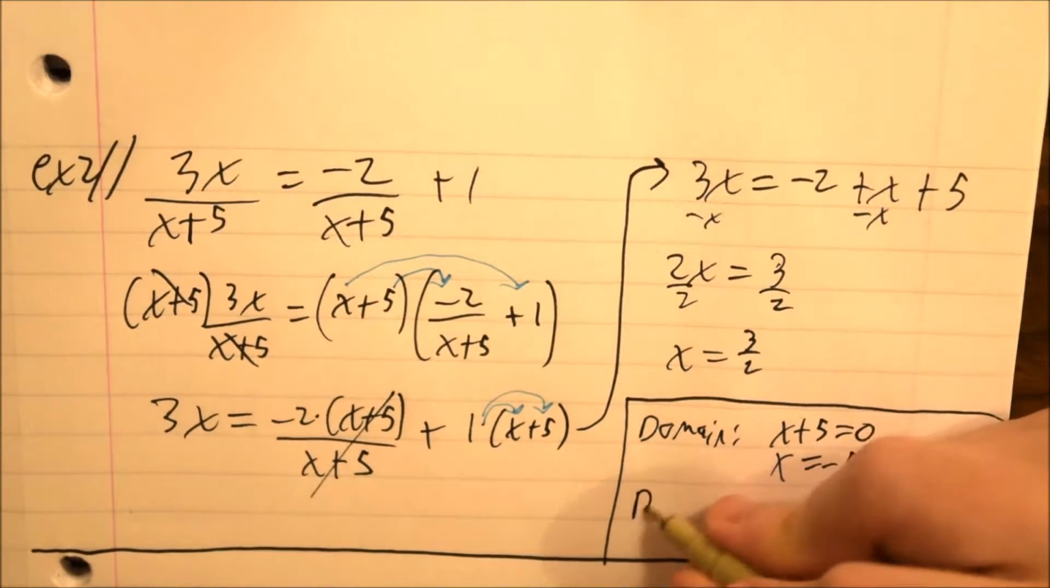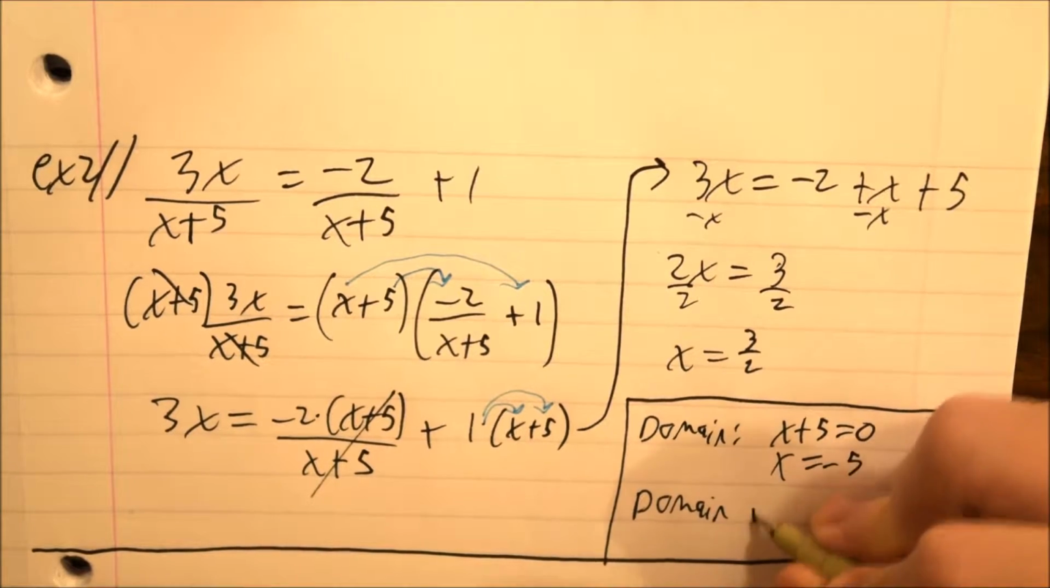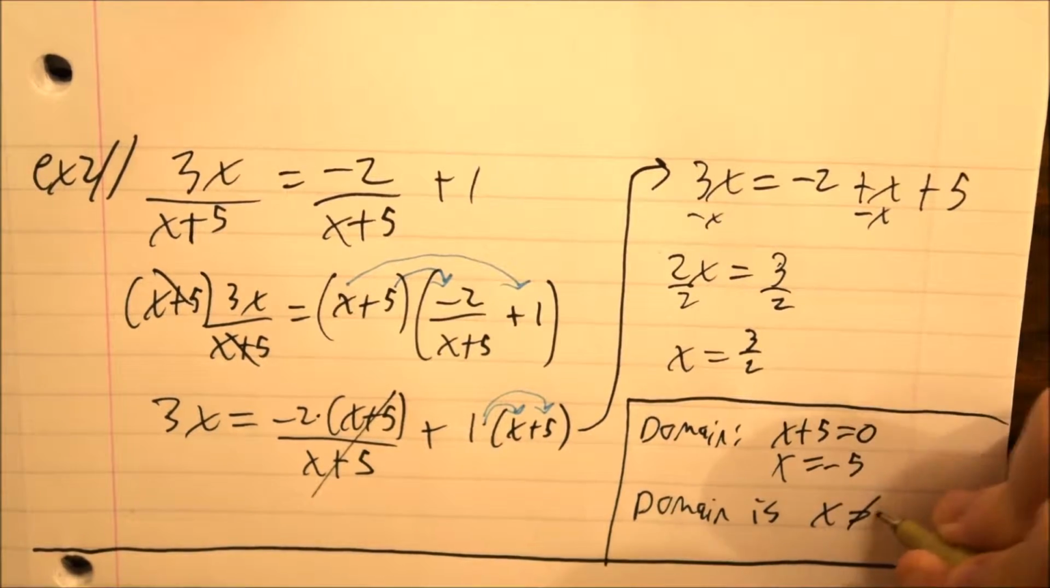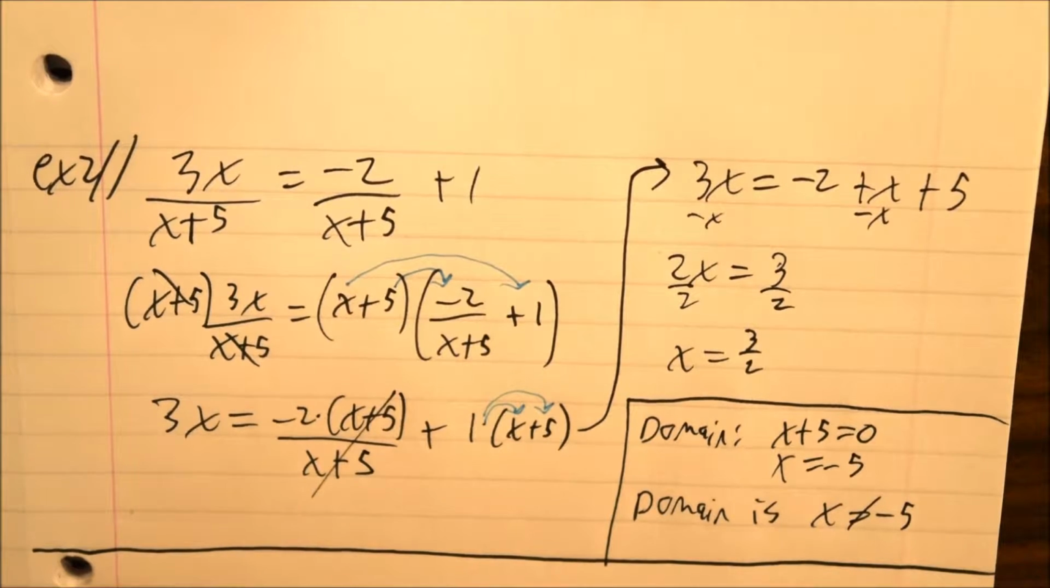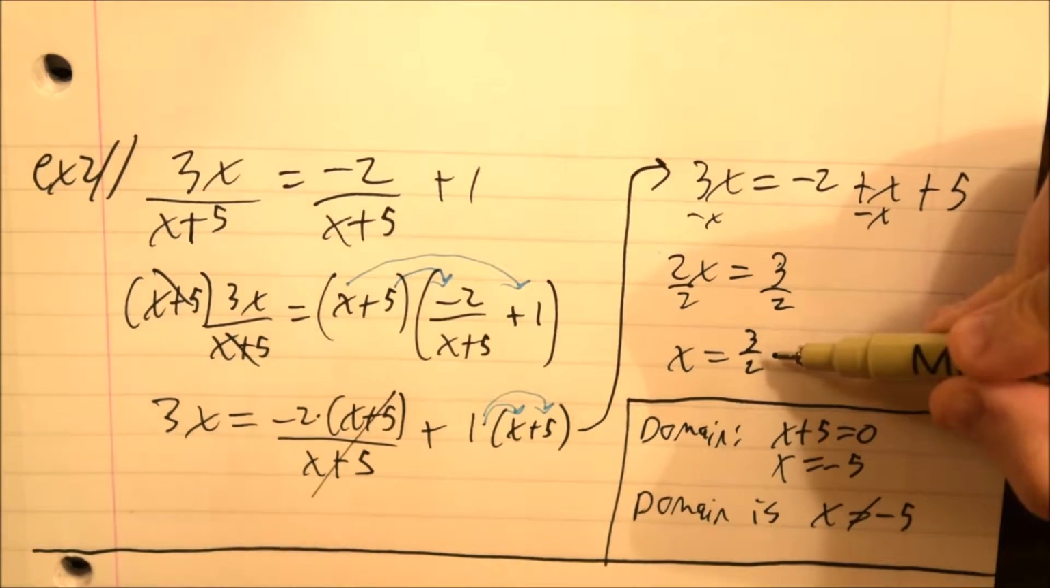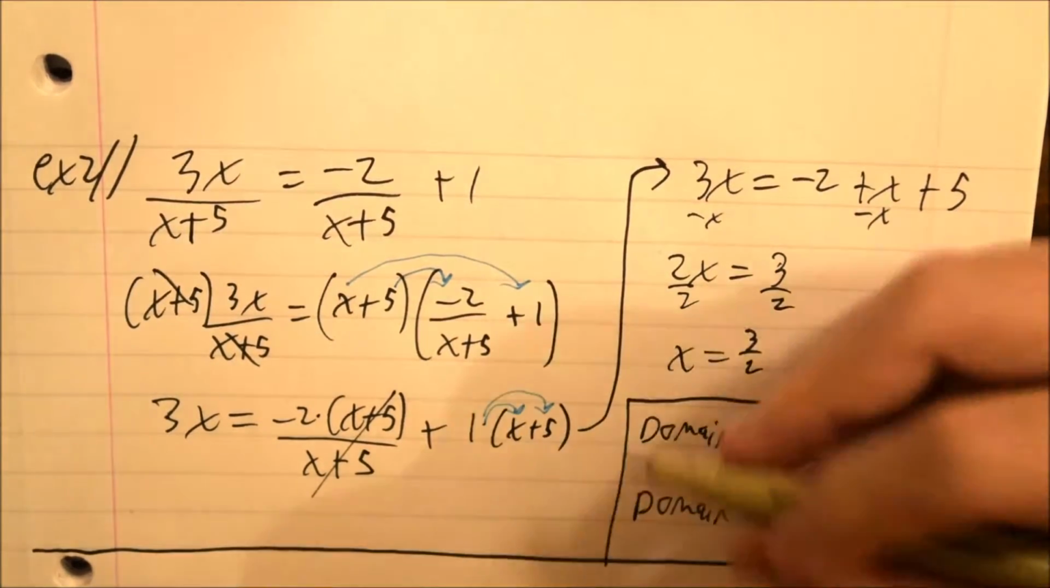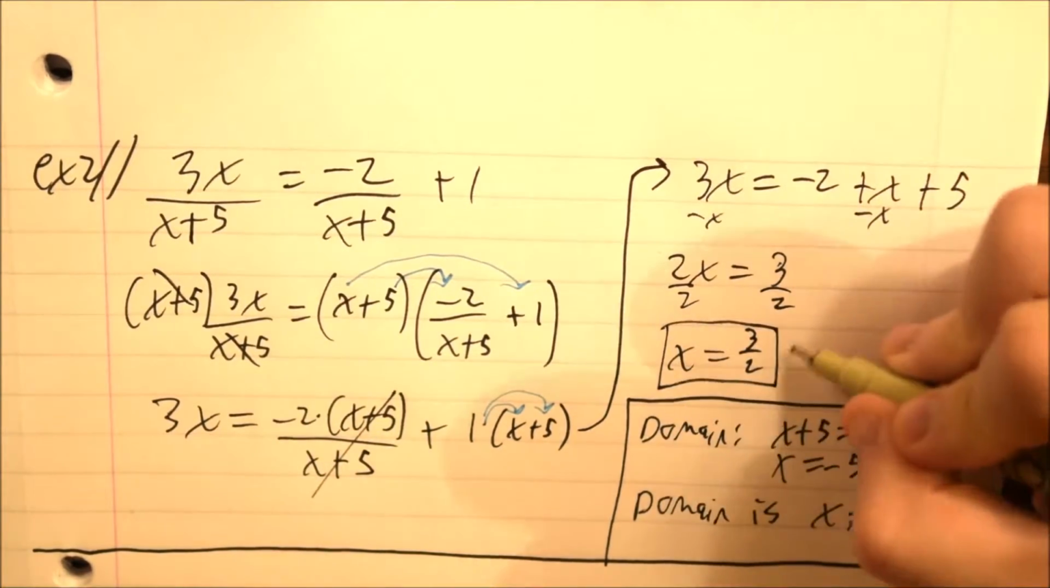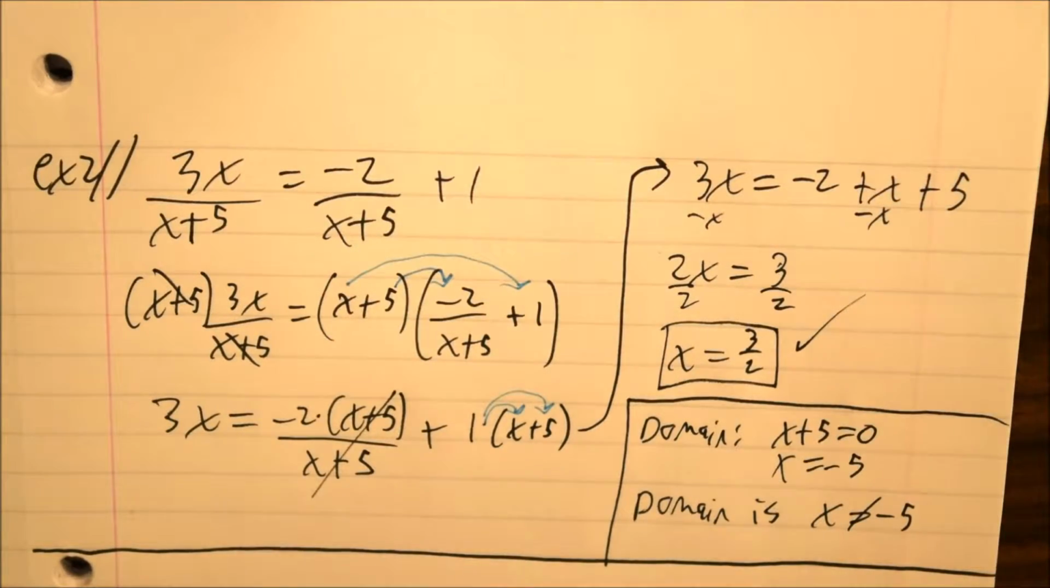So that means the domain is x does not equal negative 5. The domain is everything but negative 5. All right, and now I look at my answer. My answer was 3 over 2. Well, that's in the domain of my function, so we're good to go. And that's the solution to this rational equation.